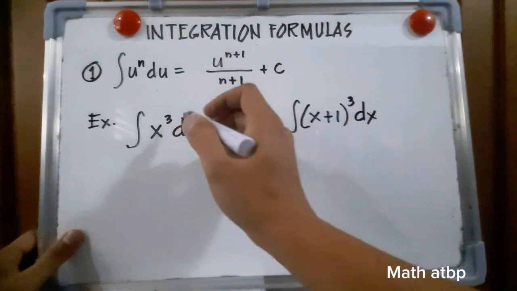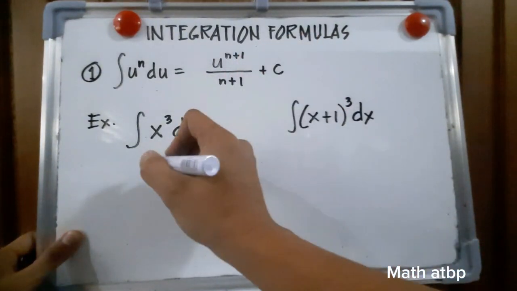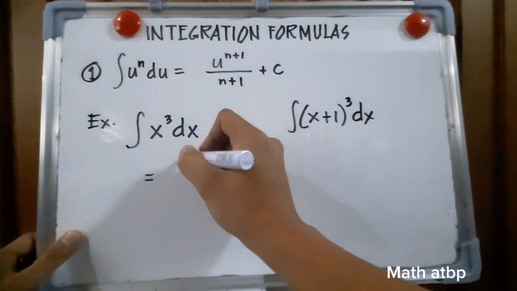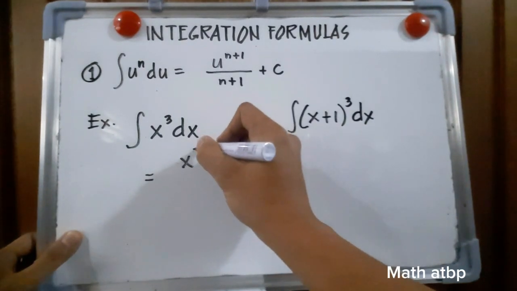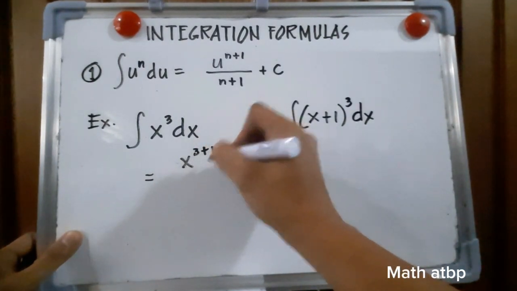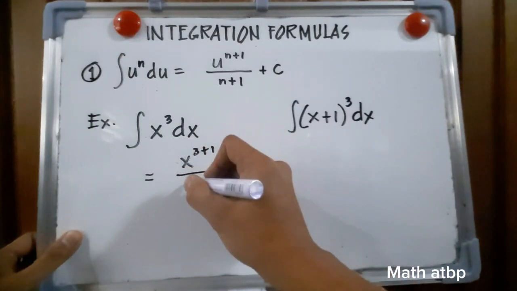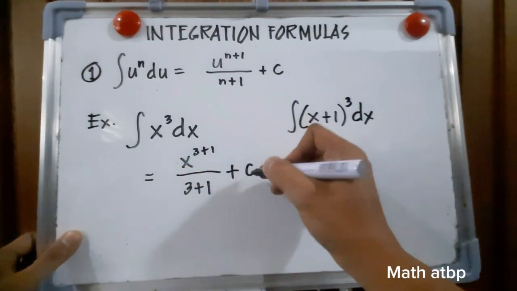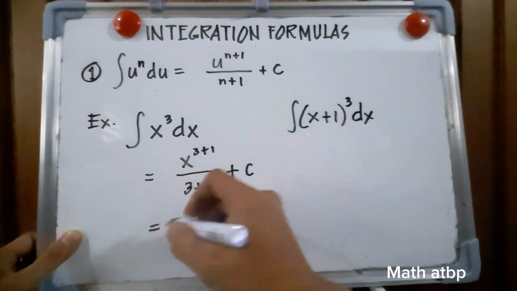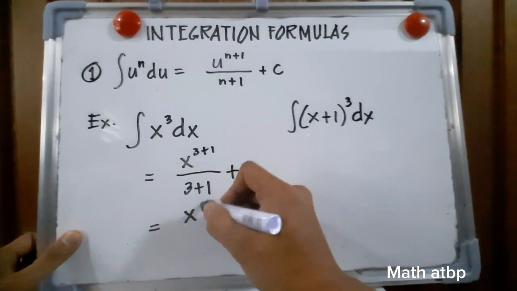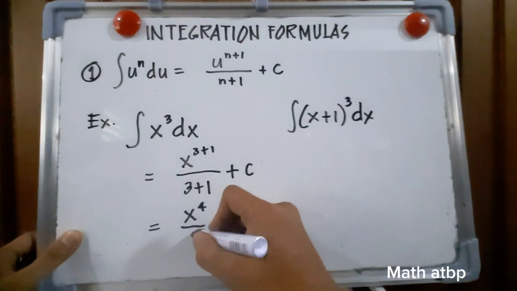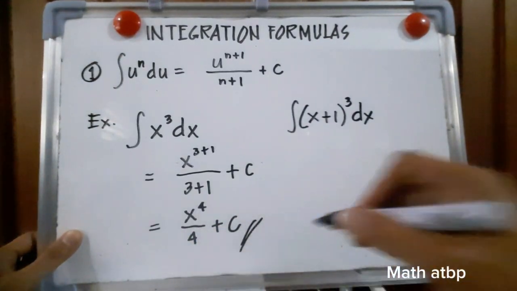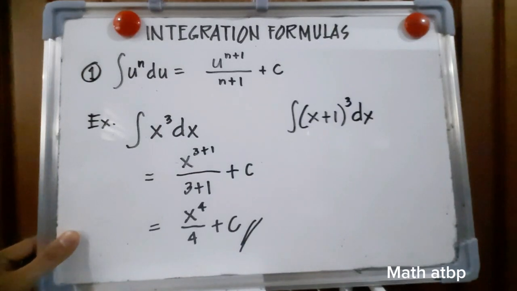The integral of x cubed dx, applying the formula, is equal to u to the n plus 1. What is our u? x. n is 3, plus 1, divided by n plus 1, plus c. Therefore, it is equal to x to the fourth over 4 plus c. That is the integral of x cubed dx.